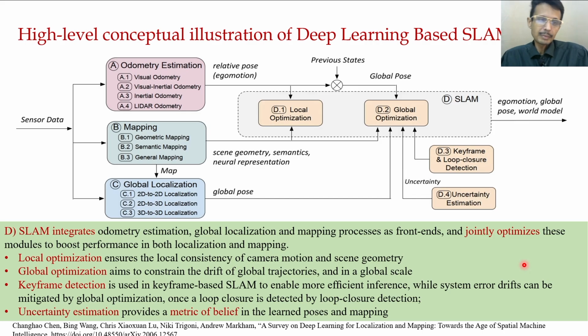The fourth part is basically SLAM. SLAM integrates odometry estimation, global localization, and mapping processes as front ends, and jointly optimizes them to boost the performance in both localization and mapping. So basically, SLAM is doing local optimization and global optimization. Local optimization ensures the local consistency of camera motion and scene geometry, whereas global optimization aims to constrain the drift of global trajectories on a global scale.